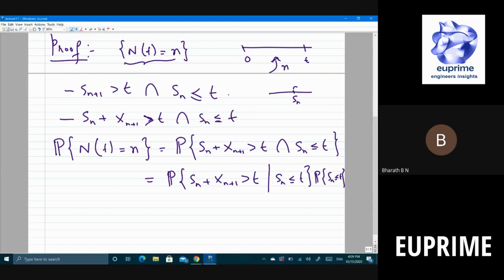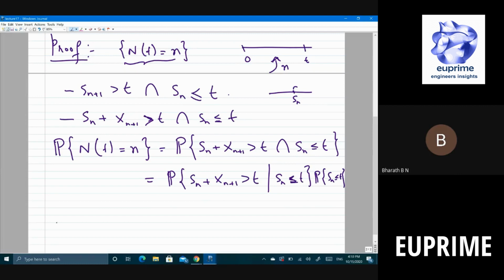Is that fine? Okay. Now, conditioned on Sn less than or equal to t, you cannot do anything here, right? So now you are stuck because although you can say Xn plus 1 is greater than something, it doesn't work that way. Do you agree? Now what do you do? What is it that you have to do?